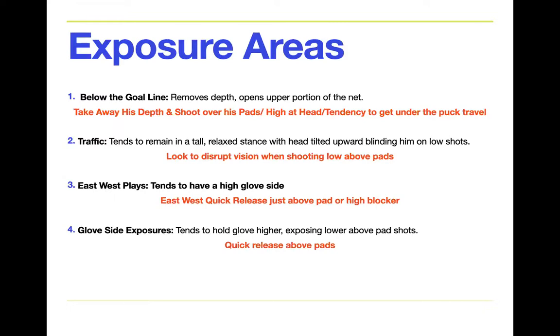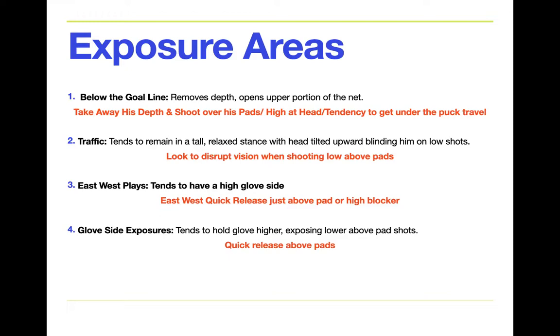So number one exposure area: below the goal line. It removes his depth. So a big goaltender then becomes a tall goalie in a very fat net. So it opens up the upper portions of the net. So the first thing you want to do is take away his depth and shoot over his pads or high at the head, or the tendency to go where the puck travels. He tends to get underneath the puck versus over top and pushing down on pucks. And you'll see that throughout the couple of videos here.